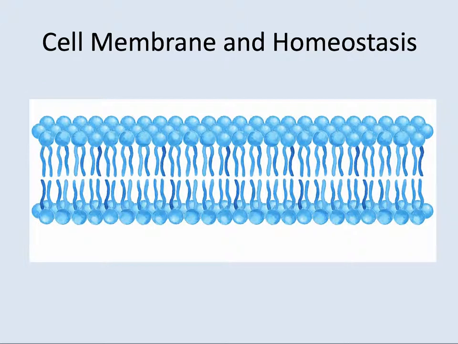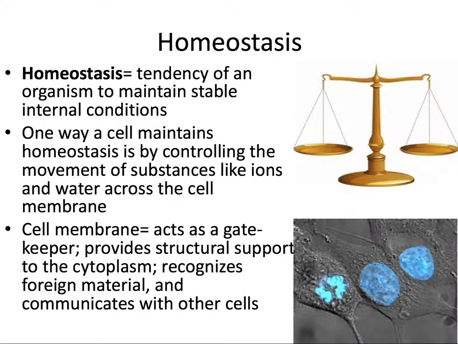Welcome to today's lesson on the cell membrane and homeostasis. As you recall, homeostasis is the tendency of an organism to maintain a stable internal environment. For example, humans maintain a stable internal temperature at about 98.6 degrees Fahrenheit. Cells have to do this as well. They need to maintain homeostasis.